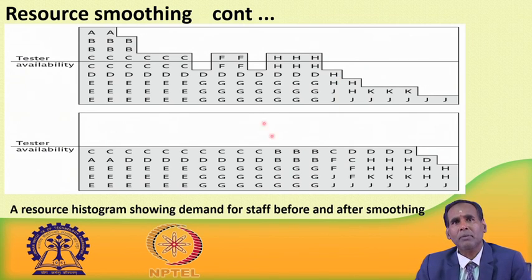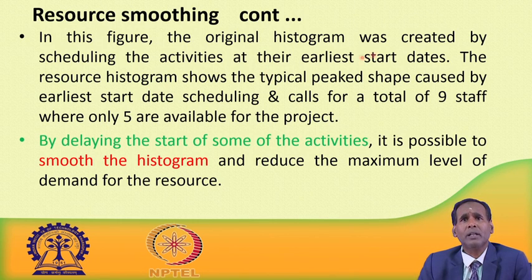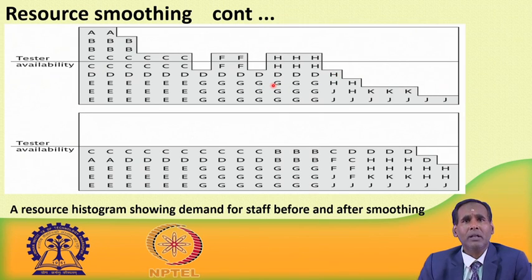Another advantage you can get from this: before smoothing, how many manpower do we require? You can see 9 manpower required, but how many are available? 5, A, B, C, D, E, five staff members. But it requires 9 staff members. After smoothing, the requirement is 1, 2, 3, 4, 5. So, now 5 staff members are required, and our resource scheduling is performed by taking those 5 staff members only, no extra staff members. This is the advantage of resource smoothing. In this figure, the original histogram was created by scheduling the activities at their earliest start dates, as I have told, using earliest start date scheduling.